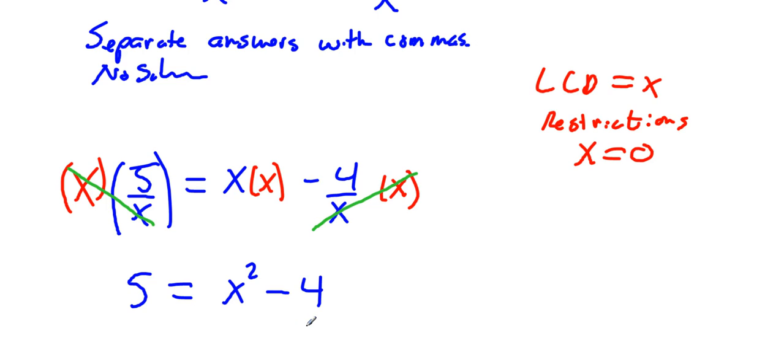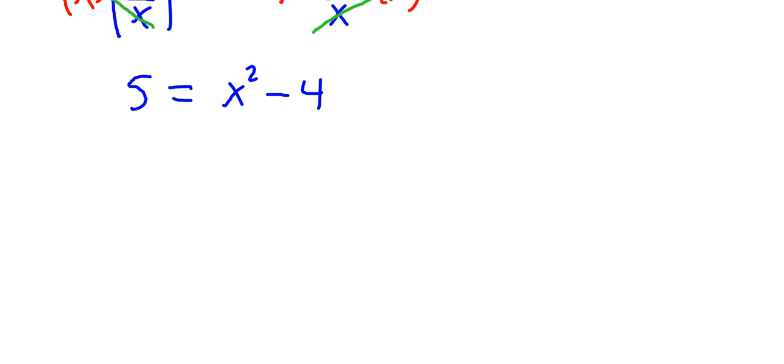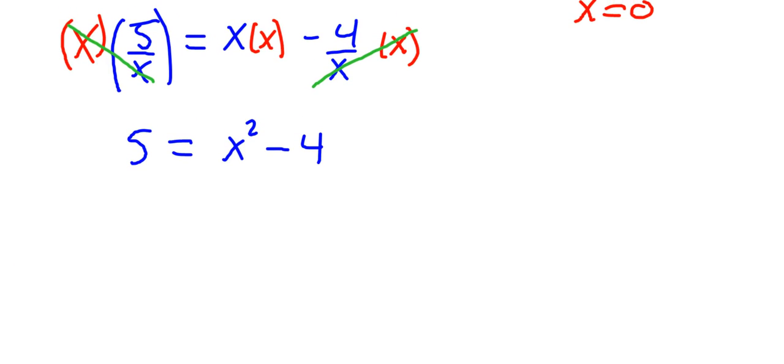Now a little bit different on this one, but maybe not too bad. Instead of it just being x, this time it's x squared, and it's just x squared and numbers, so we have to get the x squared by itself. So we're going to add the 4 to both sides.